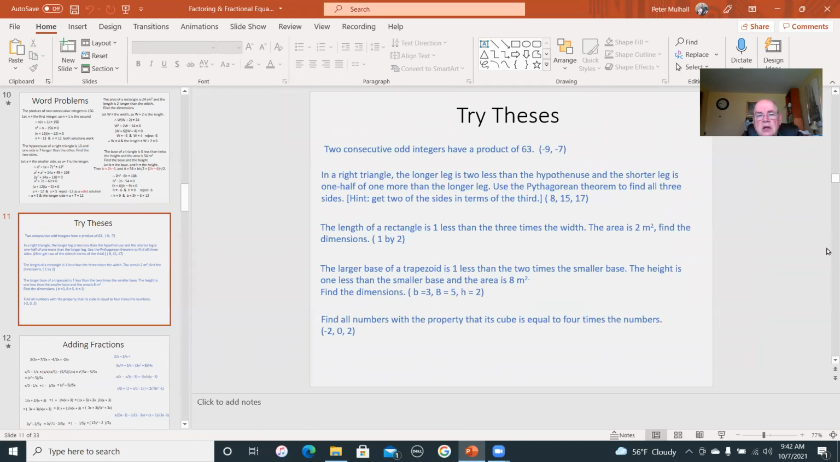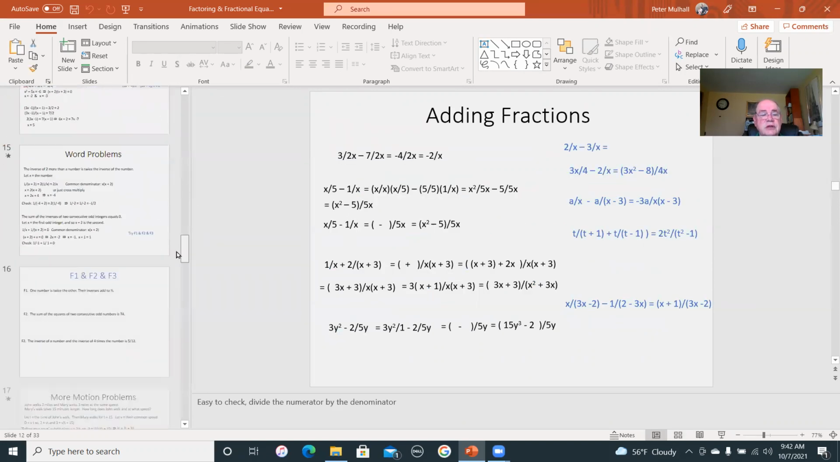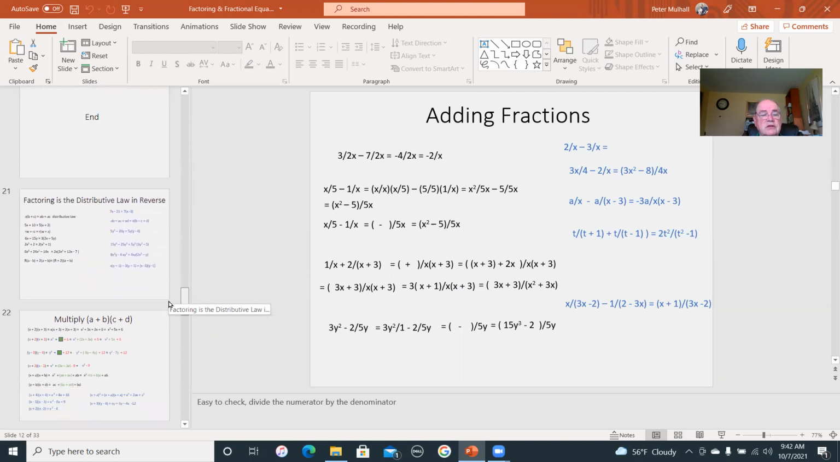The very first one. Two consecutive odd integers have a product of 63. I claim that the answer is -9 and -7. Those are indeed two consecutive odd integers. That's true about them, and they do multiply up to a positive 63. So that can get us started on it. So let's take a look at my solution.